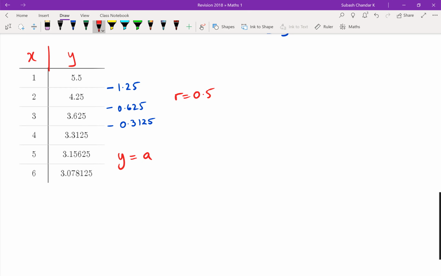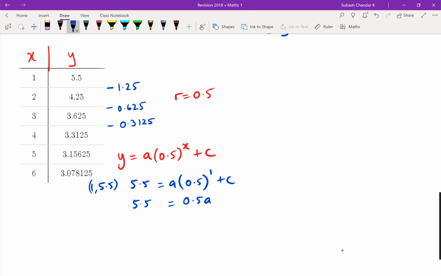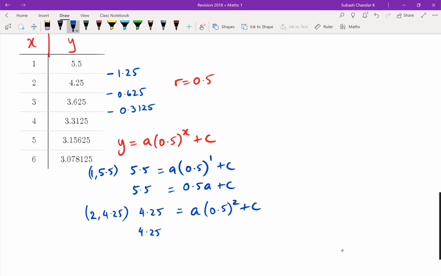So y is equal to a times 0.5^x plus c. Then take my 2 points. I'm going to use the first one, which is 1 and 5.5. 5.5 equals a times 0.5 to the power of 1 plus c, which is 5.5 equals 0.5a plus c. Then the second one I'm going to do is 2 and 4.25. So I've got 4.25 equals a times 0.5 squared plus c, which could be written as 4.25 equals 0.25a plus c.